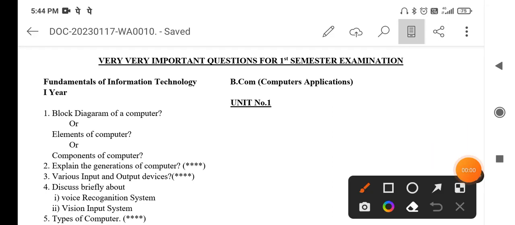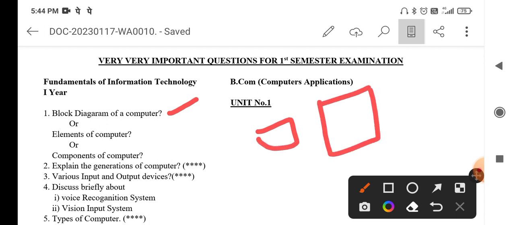So here are very important questions in FIT subject. The first question is block diagram of computer. It is also called as elements of computer and components of computer. So for this question, first we have to draw the block diagram.